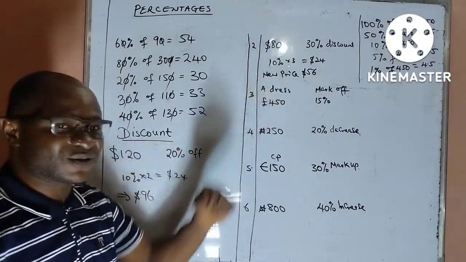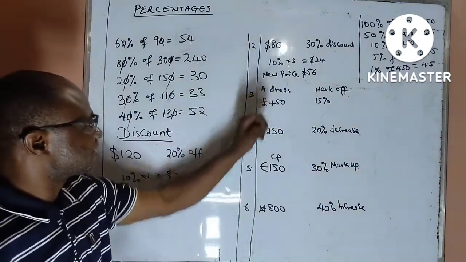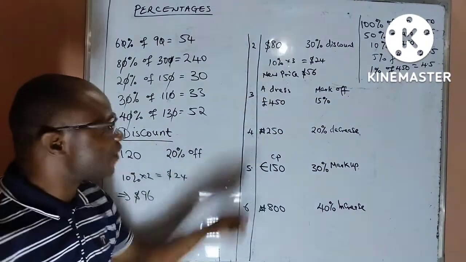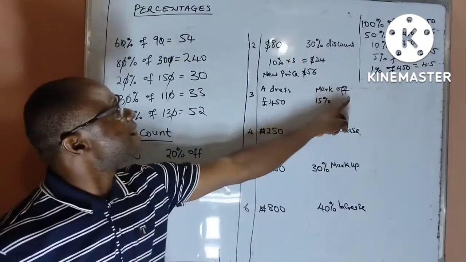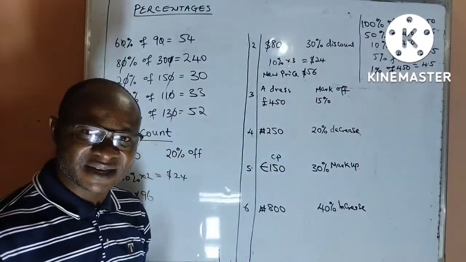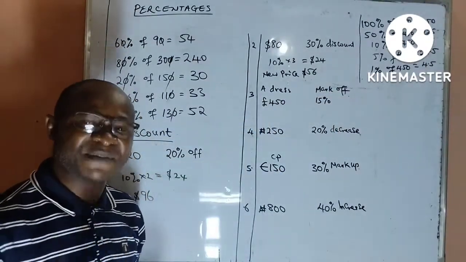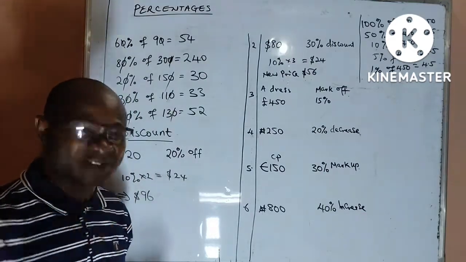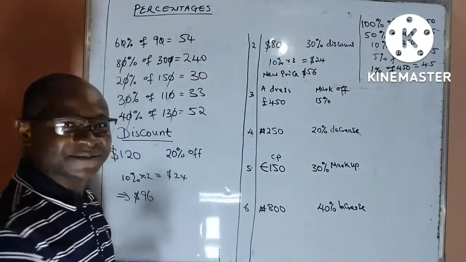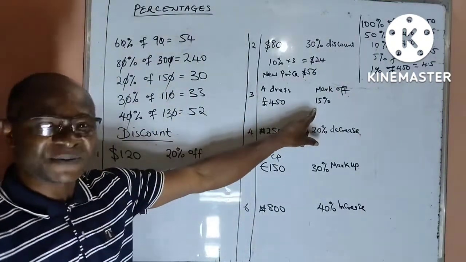Let's come to this dress, question number 3. A dress has a price tag of £450, but there is a markup price of 15%. That means there is a discount of 15%. So how do you know what will be the actual price of this dress? What you need to do is to find 15%.